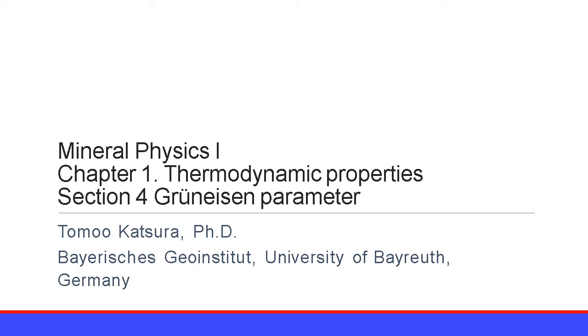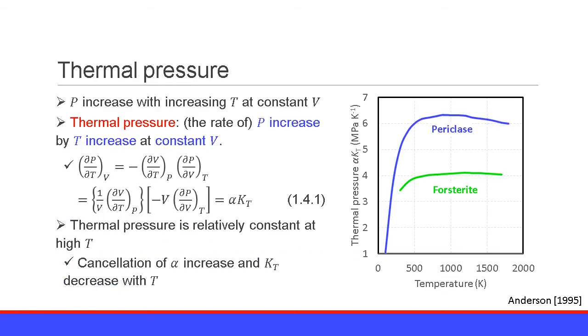Section 4 of Chapter 1 is the Grüneisen parameter. When the temperature T increases, the pressure P increases if the volume V is kept constant. This pressure increase is referred to as the thermal pressure, or more frequently, the rate of the pressure increase to the temperature increase at constant volume is referred to as the thermal pressure.